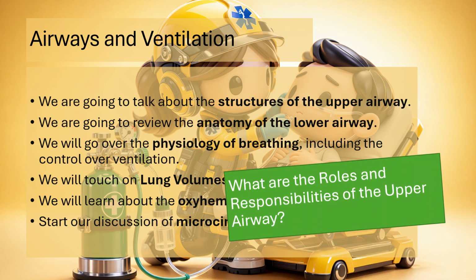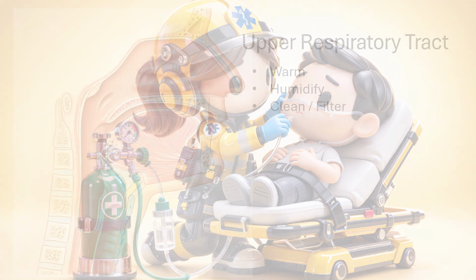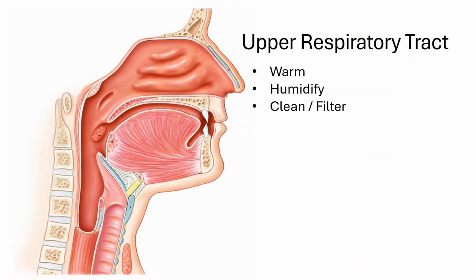We'll begin at the top then, with the upper airways. Think about this. What is the role of the upper airway? We talked about three different responsibilities that the upper airway has. And that would be: the upper airway has to warm, humidify, and clean the air as it goes through the nasal turbinates, to make sure that the air is nice and clean by the time it gets down into the trachea here.